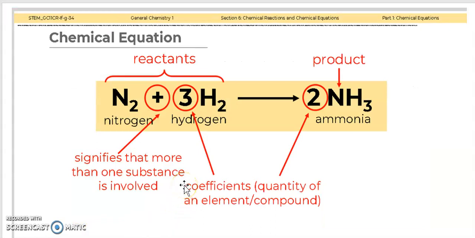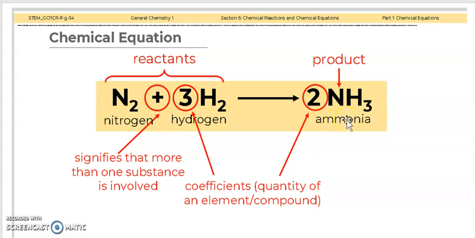Let us consider the reaction involving the formation of ammonia from nitrogen and hydrogen gas. To write the corresponding chemical equation, the reactants are nitrogen and hydrogen and are written at the left side of the equation. Note that the chemical formulas of the reactants are separated by a plus sign. The plus sign signifies that more than one substance is the reactant or product. Ammonia, on the other hand, is the product, hence written at the right side of the equation.